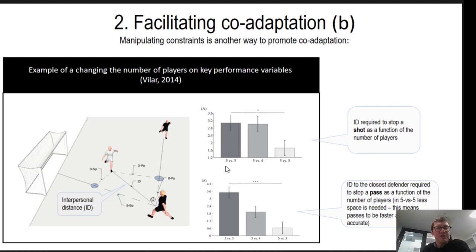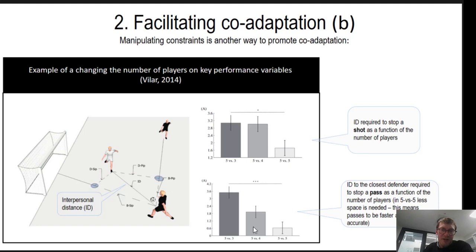Okay, and what this shows is, as we add more players, the requirement to manage that interpersonal distance becomes more and more extreme. On the one hand, it should draw the player's attention to the importance of regulating that, right? And by perhaps relaxing the constraints by making it 5 versus 3 instead of 5 versus 5, that may also give them a chance to learn how to take advantage of that distance.